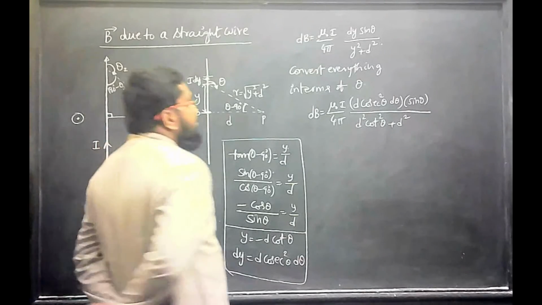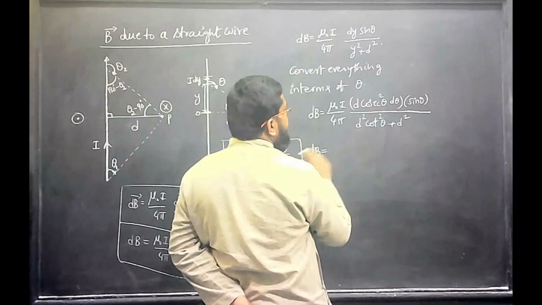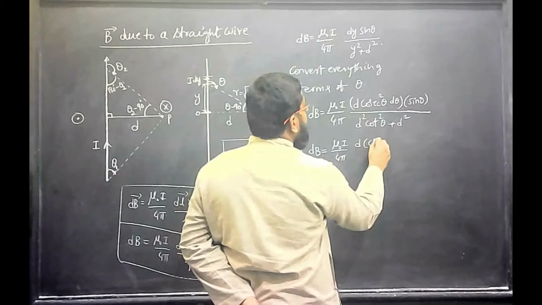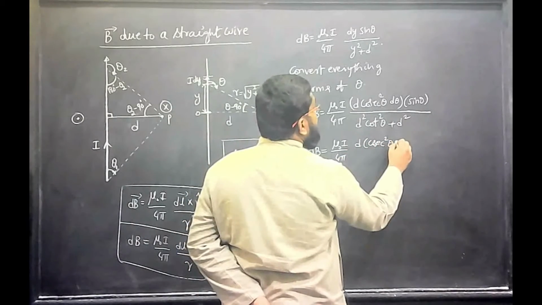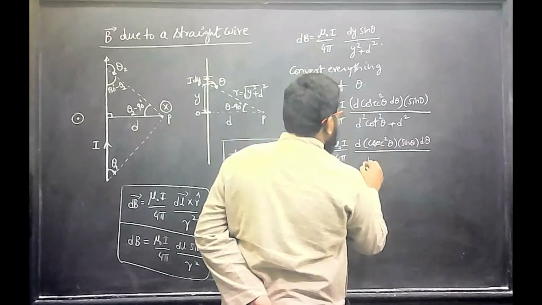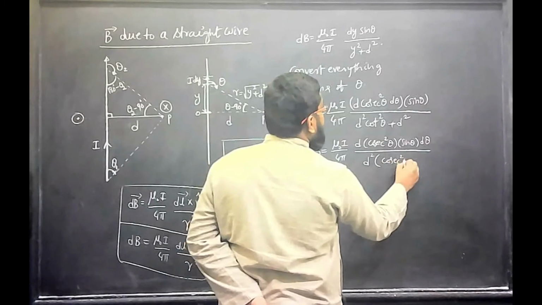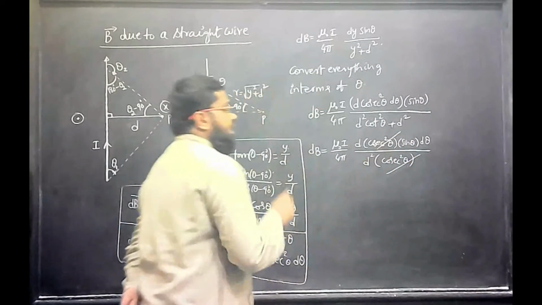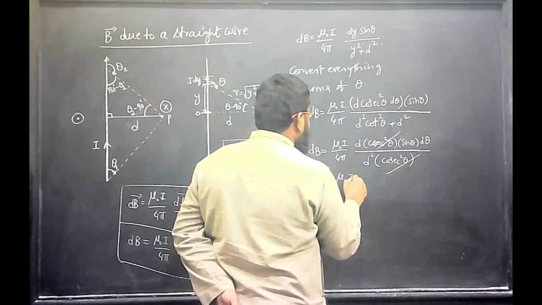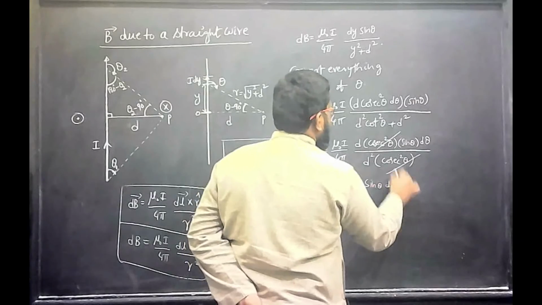Cosec square theta. So dB will be equal to, I will take the d square outside. So mu naught I by 4 pi, d into cosec square theta into sin theta d theta, divided by d square outside, cot square theta plus 1, that is cosec square theta. So cosec square theta cancels, d cancels. So what remains is mu naught I by 4 pi d, only sin theta d theta.